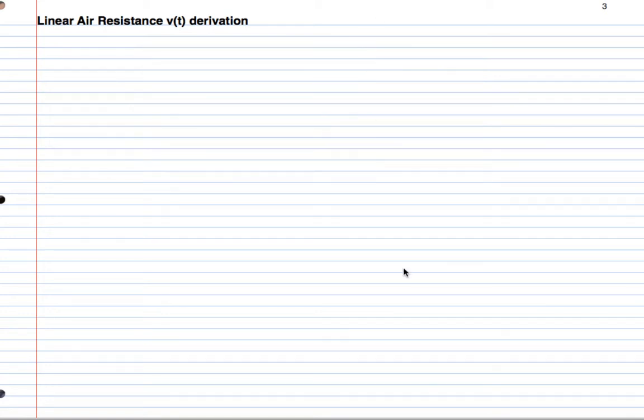All right, I got a couple of requests to see the derivation of the linear air resistance velocity as a function of time equation. So the situation is that we have something falling subject to gravity, and there is the air resistance force pulling up on it, or resisting its friction of a sort.